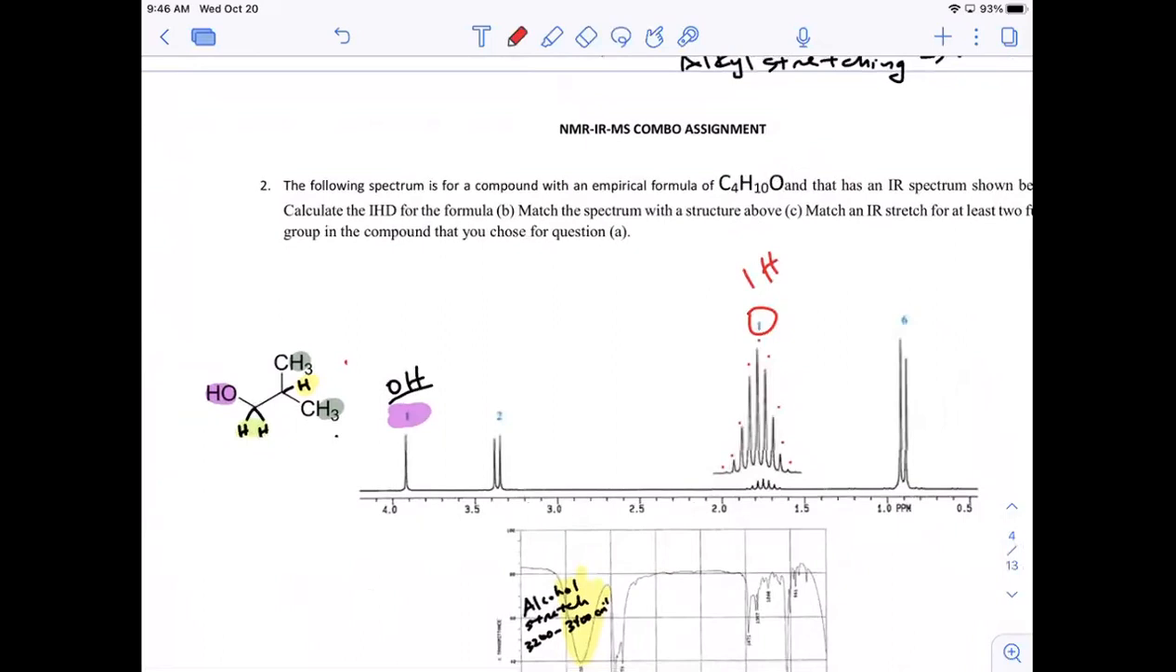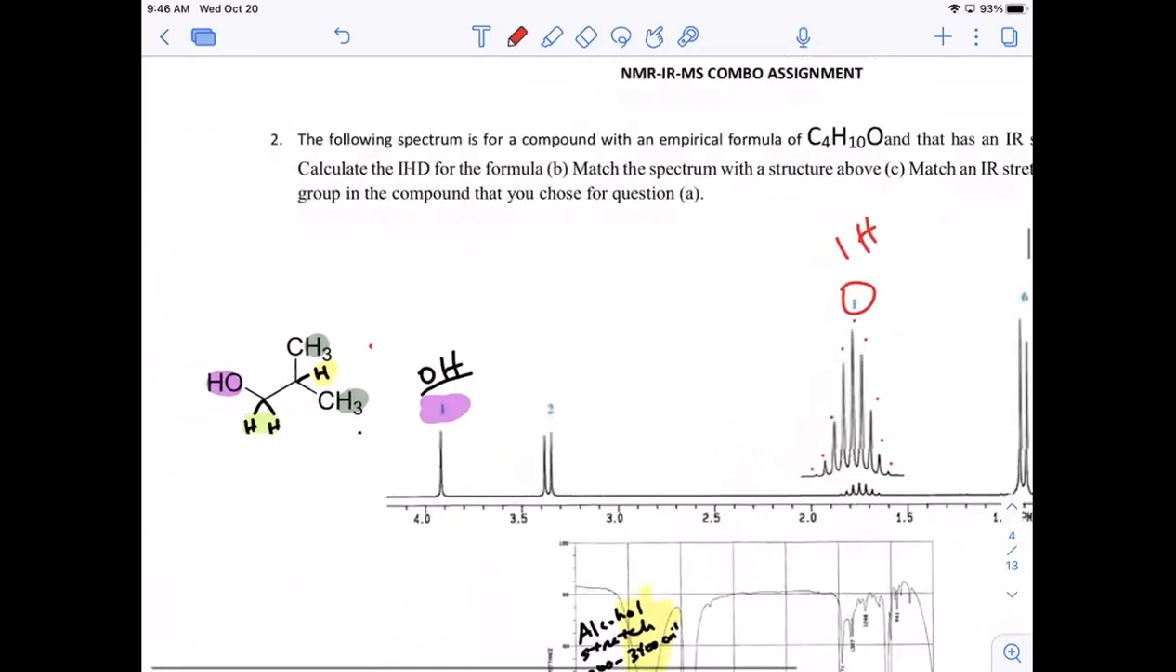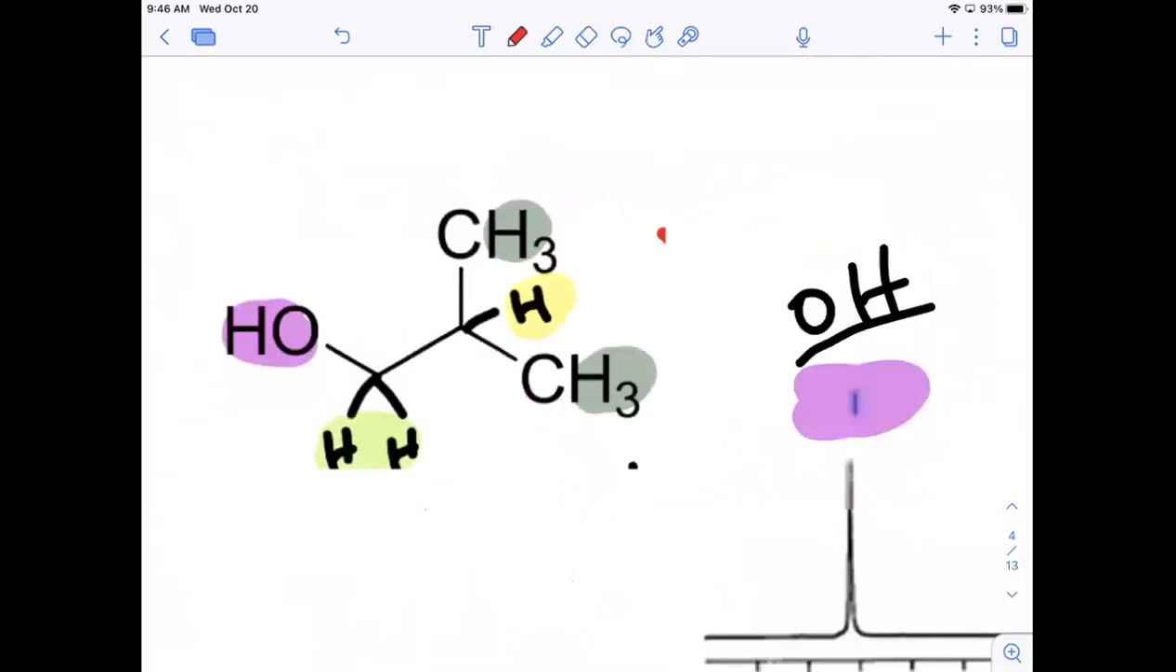What would N be for that proton if it's split into 9 lines? 8. Do we have a proton in this molecule that fits that description? Yes, it has 8 neighbors. Would it be the green one, the CH2? Okay, so let's look at that.